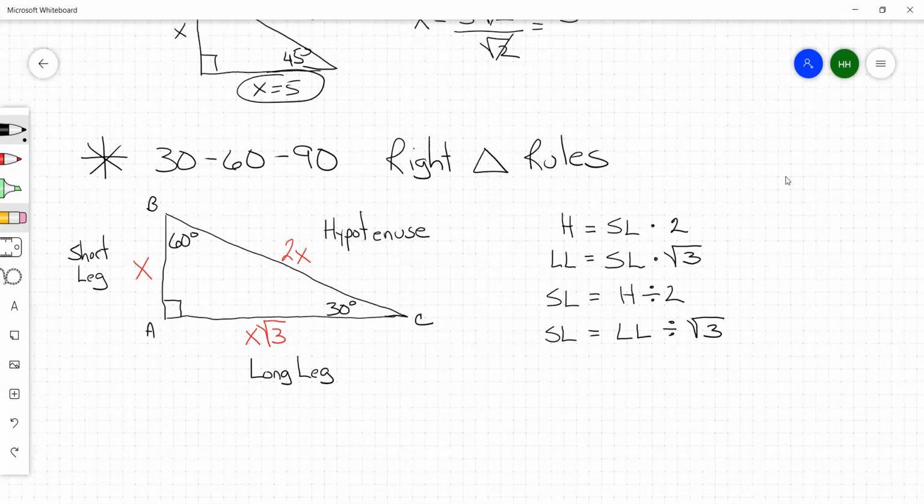And you use those rules to work your way around a 30, 60, 90 without having to do the Pythagorean theorem or distance formula or any of that other stuff. All right, they're special right triangles, so they have these special rules. So let's apply some of these rules now.